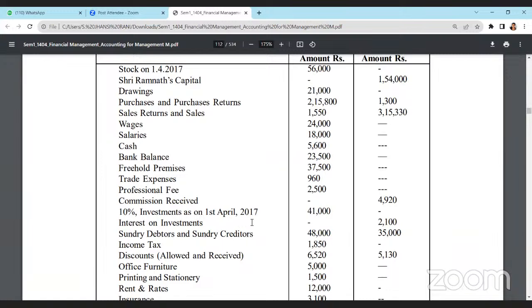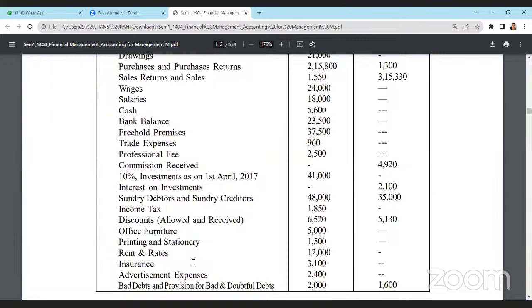Investments as on 1st April 2017. So it is an asset which will be written on the asset side. Interest on assets, this I have to explain. There is an adjustment with regard to this. Sundry debtors is an asset. Sundry creditors is a liability. Income tax will not be taken anywhere.